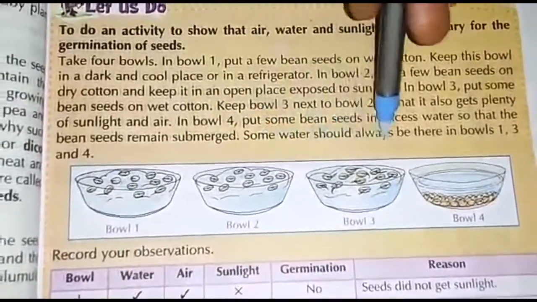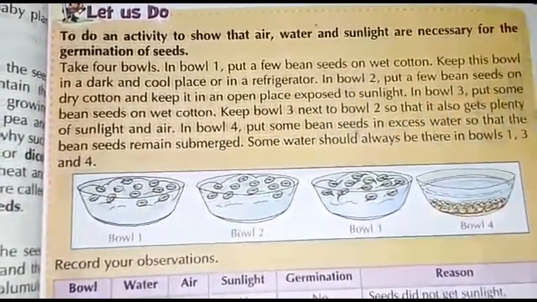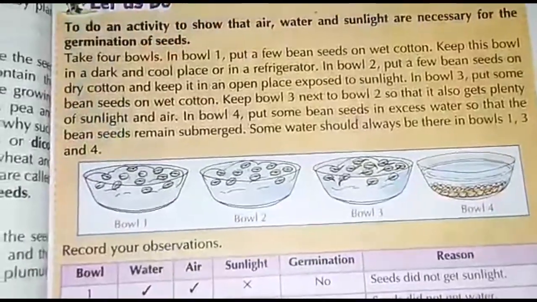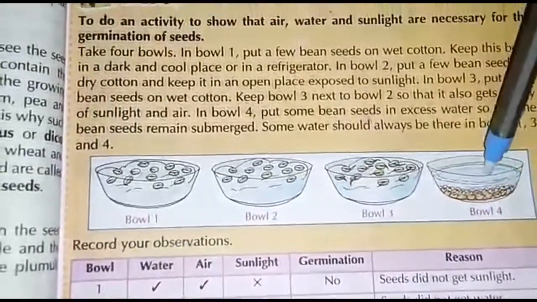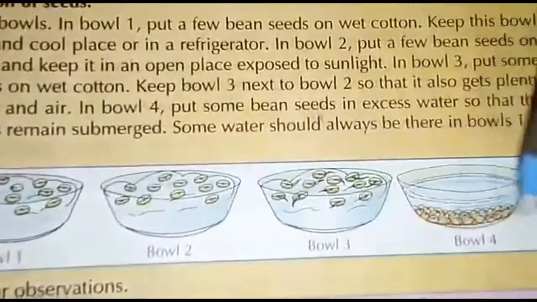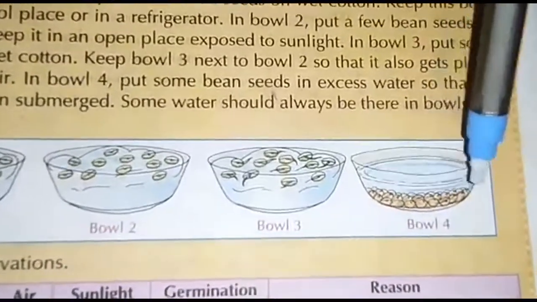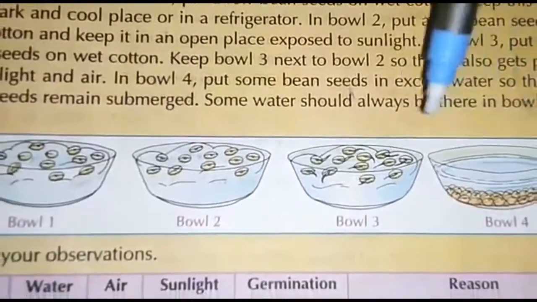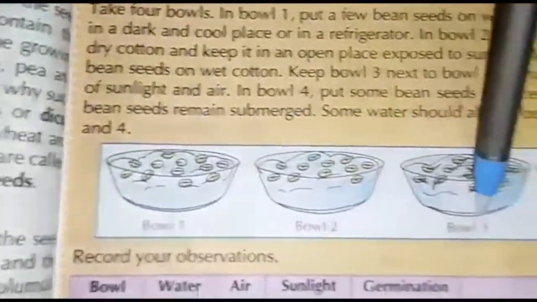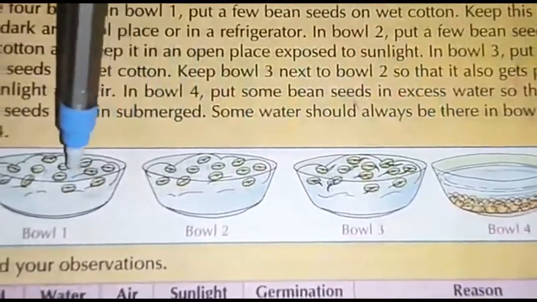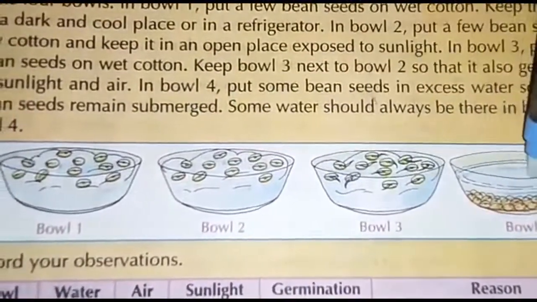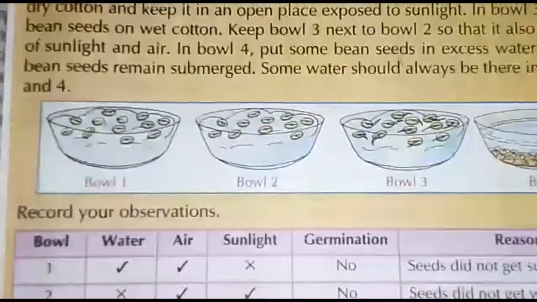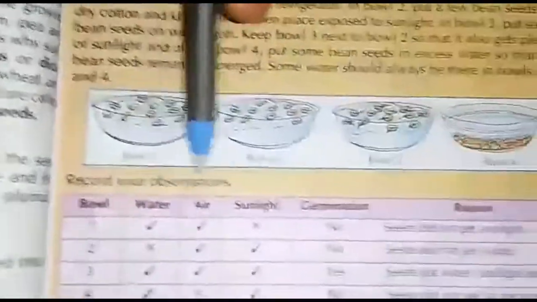Some water should always be there in bowls 1, 3 and 4. Now see here, bowl 4, so that all the seeds are submerged. That means ee water lo seeds ani munigi undali. So for bowl 1, bowl 3 and bowl 4, you have to keep a little water in these 3 bowls. Now let us record our observations.